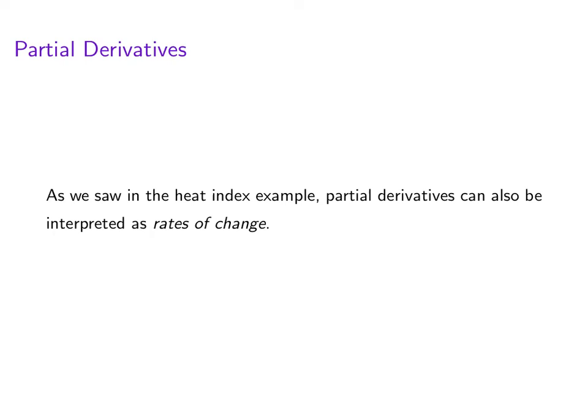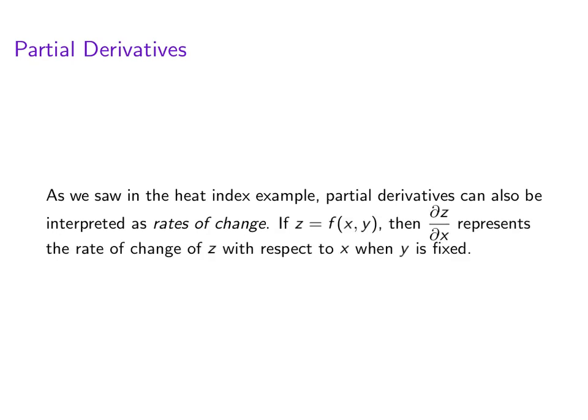Now, in the previous example, we saw that partial derivatives can be interpreted as rates of change. So if z is equal to f of x, y, then dz by dx represents the rate of change of z with respect to x when y is fixed.